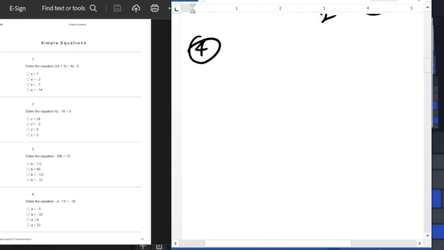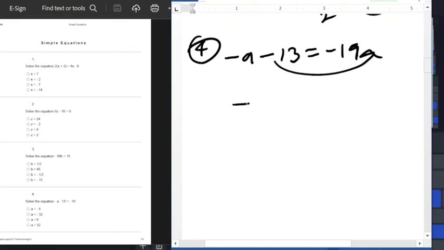For question number 4, we have solve the equation minus A minus 13 equals to minus 19. So here we collect like terms, so that A can stand alone. That's minus A equals to minus 19 plus 13, because this has crossed the equation sign. So in that case, we're going to have minus A equals to minus 19 plus 13. Just subtract 13 from 19, we have 6.